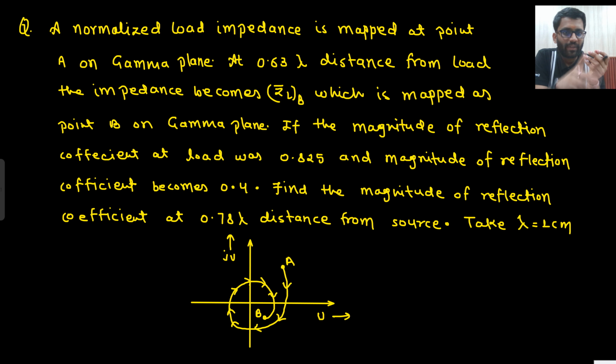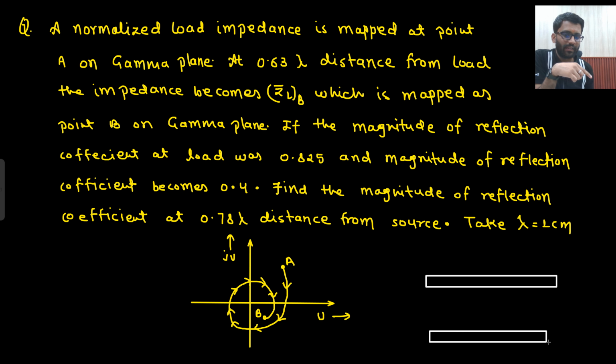A normalized load impedance is mapped at a point A on gamma plane. This is your normalized load impedance. At 0.36 lambda distance from load. I can make the transmission line. So this was your ZL dash A. I have made it as a resistor, but it could be anything. And from diagram you can tell it is complex.